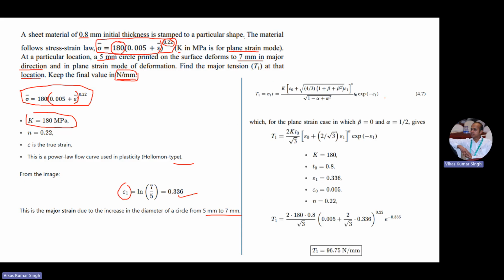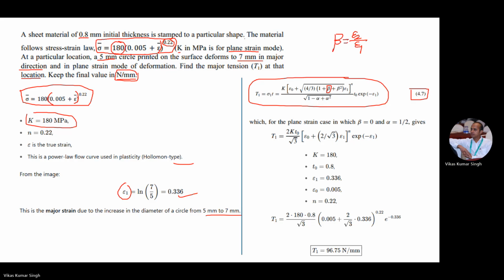If you are following the Marciniak book, in chapter 4 you have seen equation number 4.7. This big formula is derived there. If I derive all this, it will take time, so I have taken it from there. Here beta is your strain ratio. Beta is the strain ratio, epsilon 2 by epsilon 1. Here epsilon 2 by epsilon 1 is the beta value.